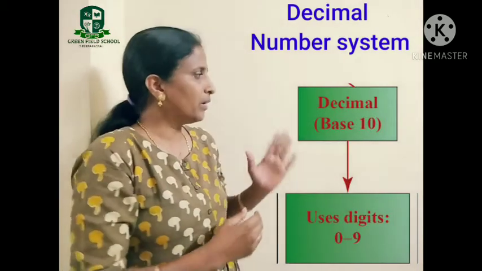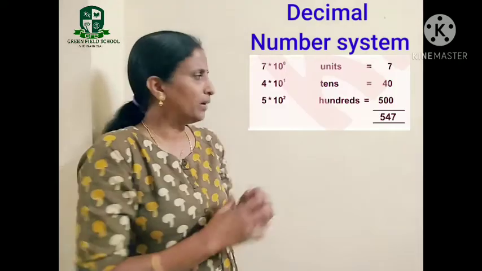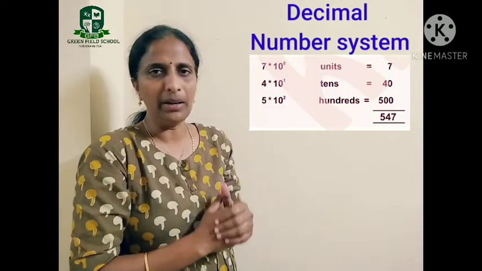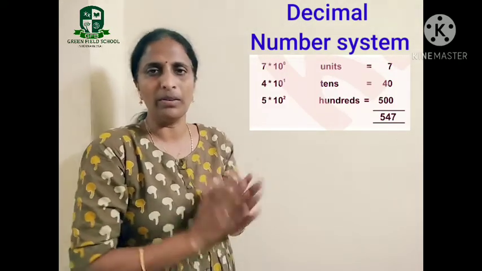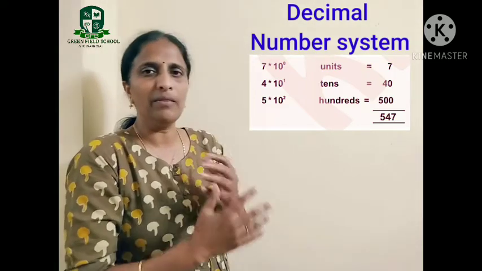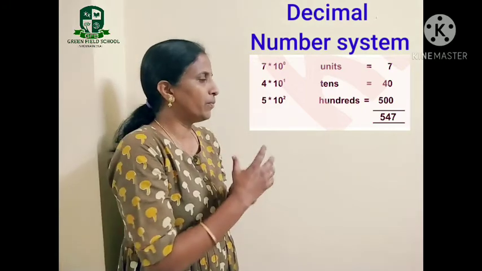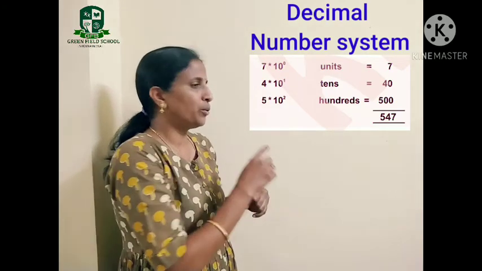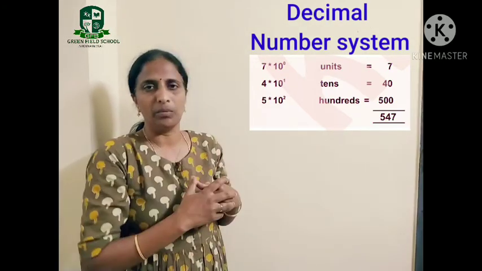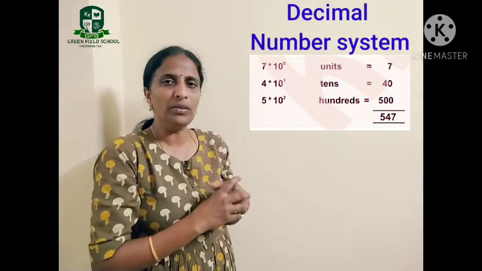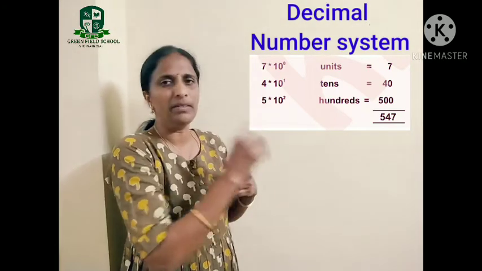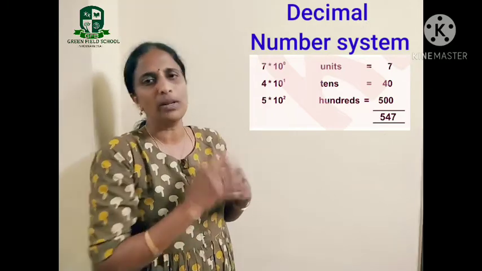Let us take one example. I am taking the number 547. Let me identify the value of this number. We can write 547 starting with 7 into 10 power 0. Here 10 power 0 means 1, right? So 7 ones are 7. That means 7 is in the 1's place.